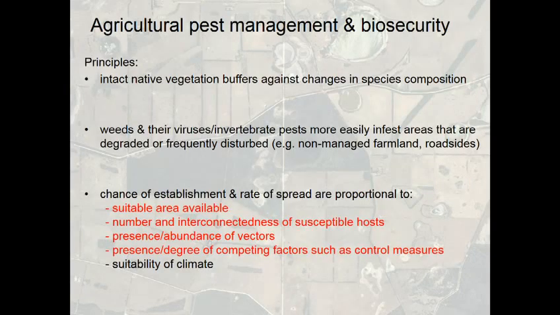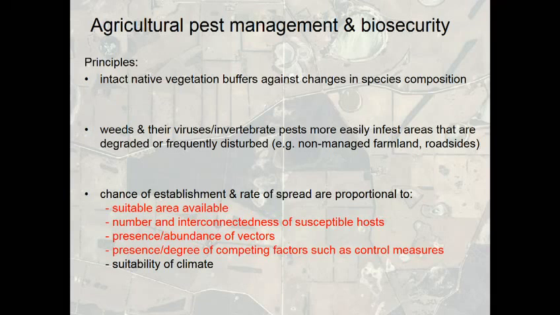Okay, and so what we know also, this was actually talked about in the keynote this morning with Phil Weinstein, that basically highly biodiverse systems buffer against changes, and native vegetation is the same. If it's in good condition, hasn't got many weeds in, basically it stops weeds coming in and other species being able to come in. So you've got this buffer by having intact vegetation. And weeds and viruses, therefore, and pests more easily infest areas that are degraded or frequently disturbed. So non-managed farmland, roadsides, things like that.